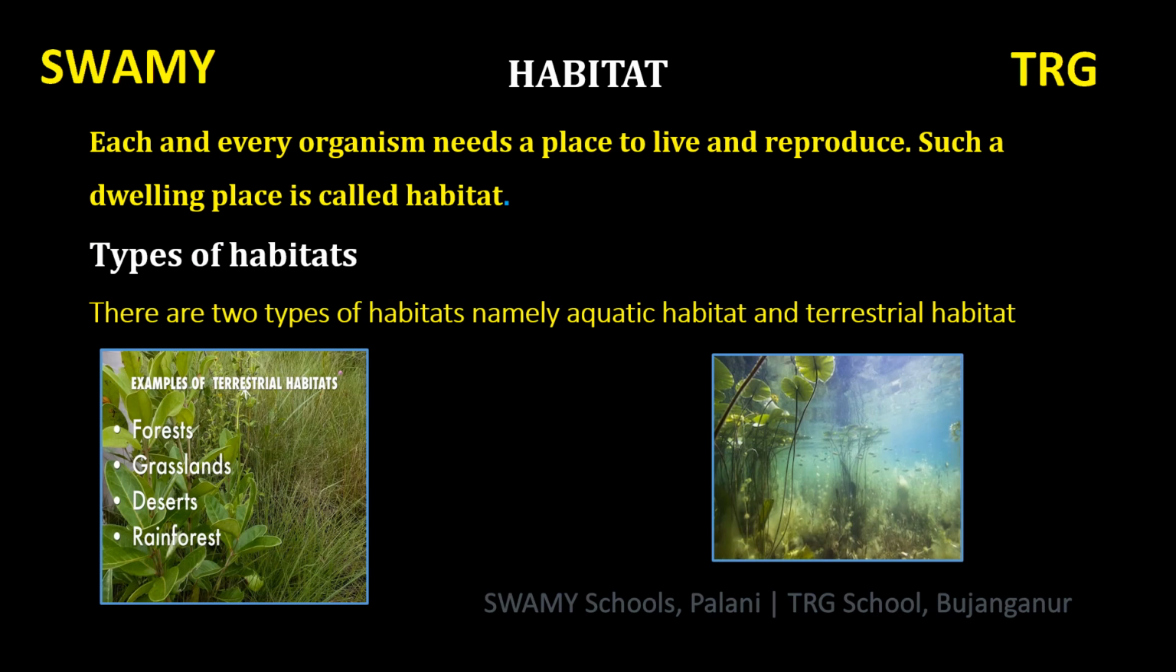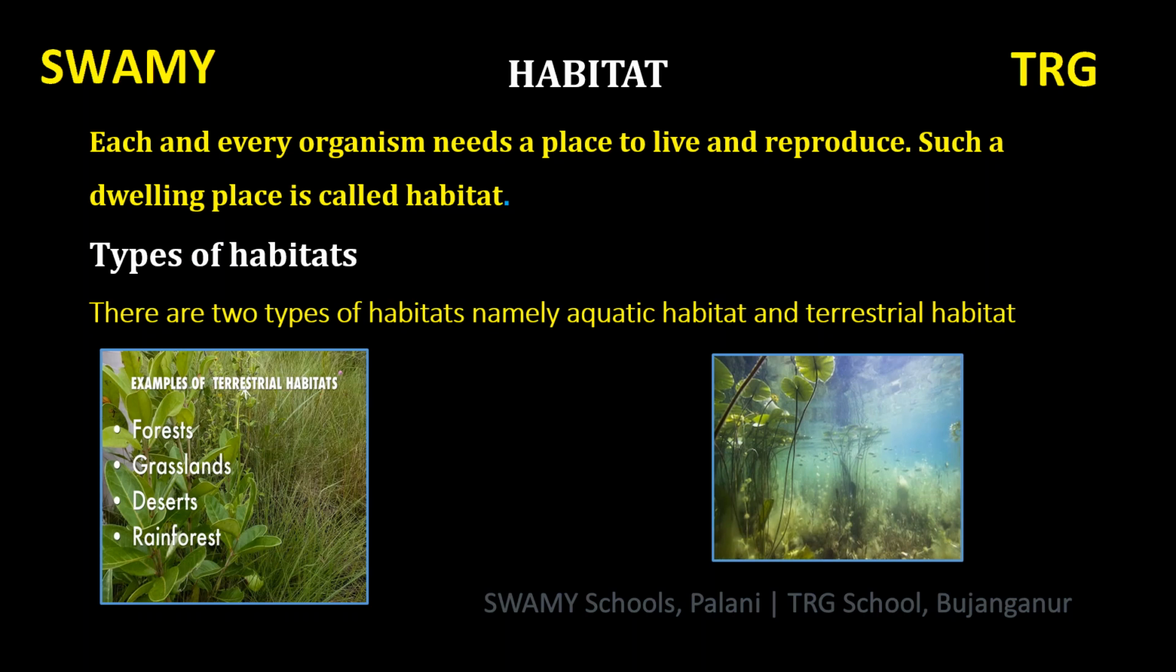Habitats are divided into two types, aquatic habitat and terrestrial habitat. Aquatic habitats in Tamil, neer vaazhidam, habitat made of water. Terrestrial habitats in Tamil, nila vaazhidam, habitats found on land. Terrestrial means nilam, land.